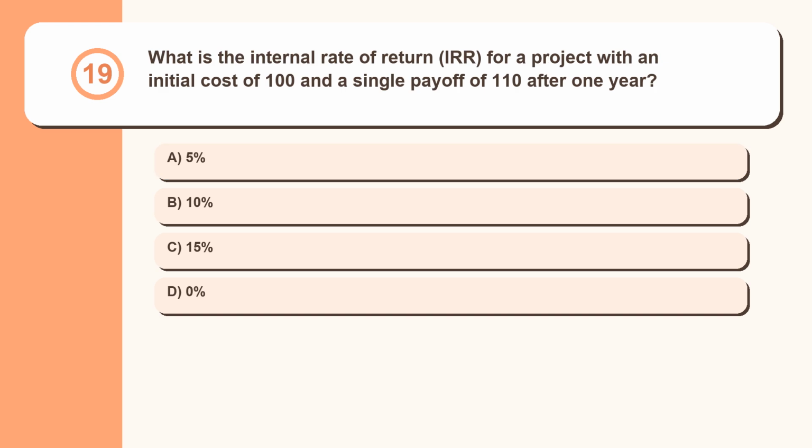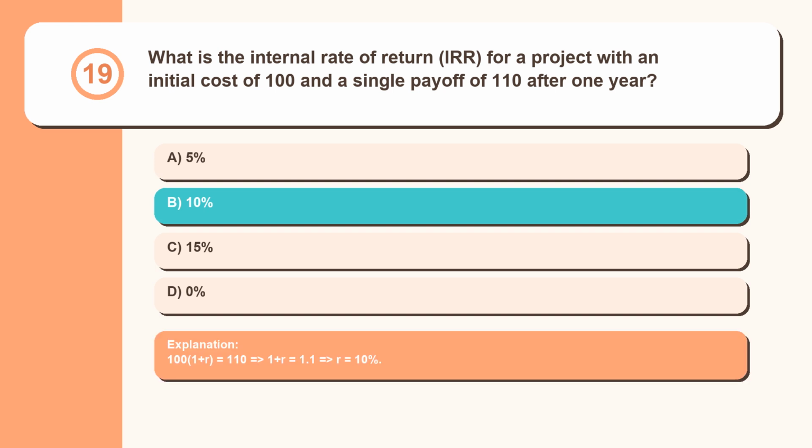Question 19. What is the internal rate of return for a project with an initial cost of 100 and a single payoff of 110 after 1 year? 5%, 10%, 15%, 0%. 100 times (1 plus r) equals 110, so 1 plus r equals 1.1, and r equals 10%.